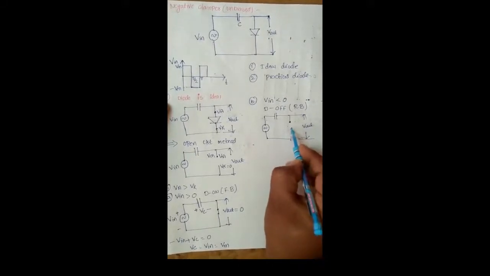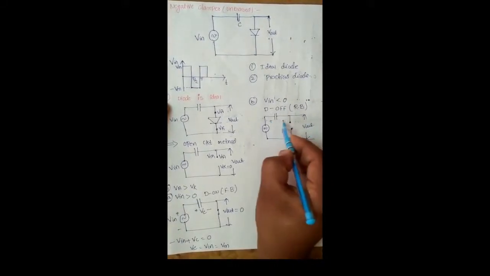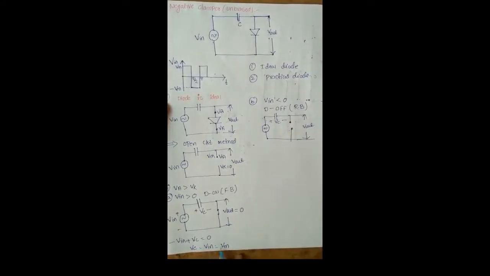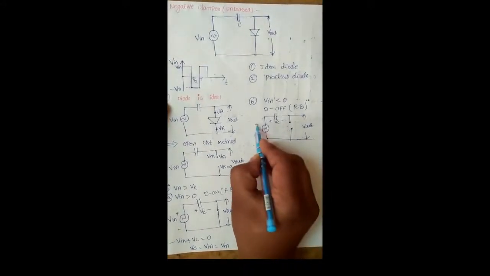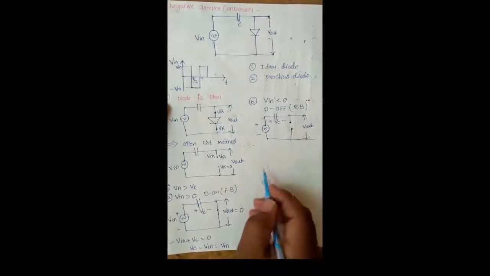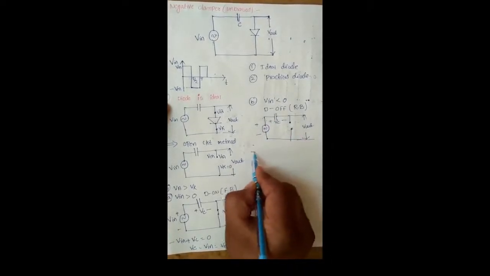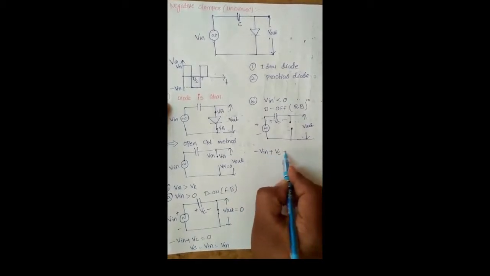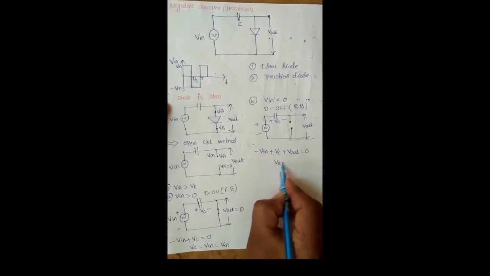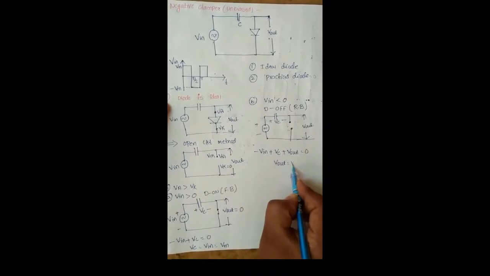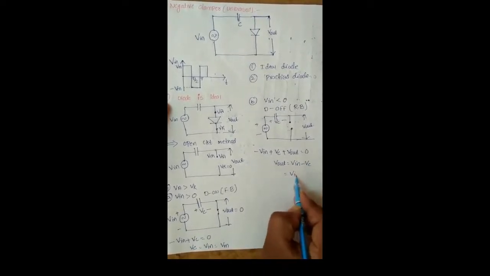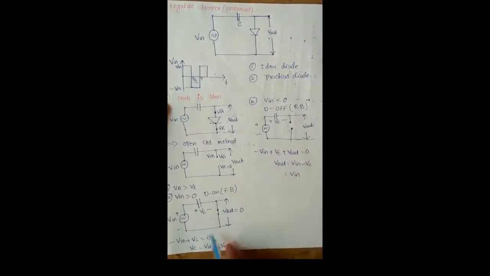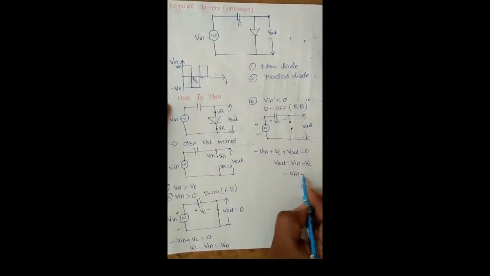For example, initially the capacitor can store a voltage equal to Vm. Now we are estimating the output voltage and applying KVL in this circuit. Then we get minus Vin plus Vc plus Vout equal to 0. Therefore Vout equals Vin minus Vc. Initially the capacitor stores the voltage equal to Vm, then we substitute it.